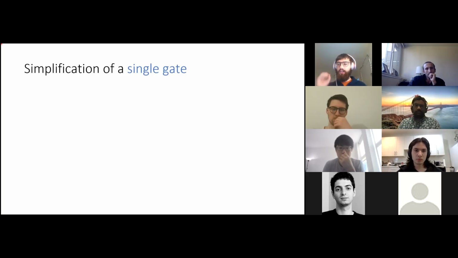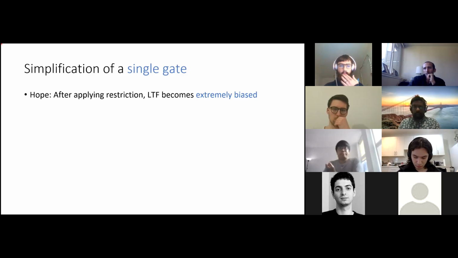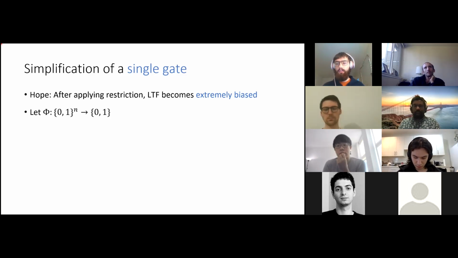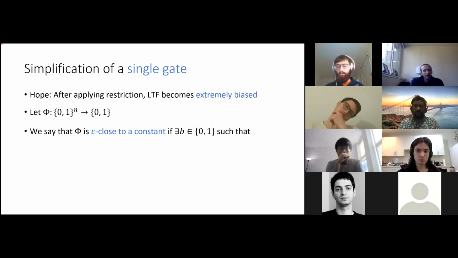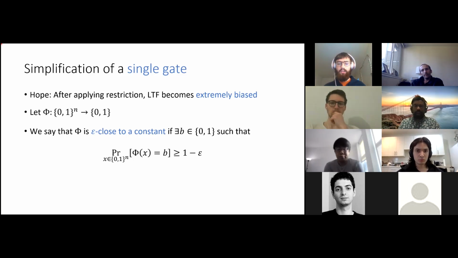We'd better first consider just an individual gate of this LTF circuit, so one linear threshold function. Our hope is that when we hit this LTF with a restriction, it will simplify in the sense that it will become extremely biased. We say some Boolean function is epsilon-close to a constant if there's some constant b such that the function outputs b with probability at least 1 minus epsilon when you plug in a random input. So we're hoping that after we hit this LTF with a restriction, it will become close to a constant.